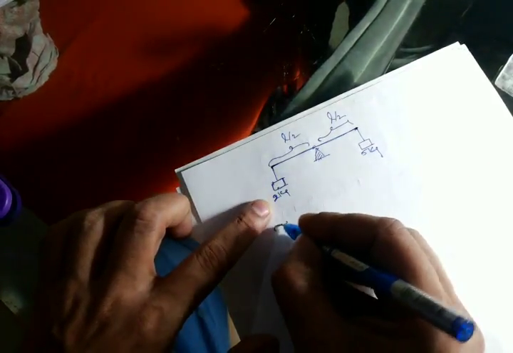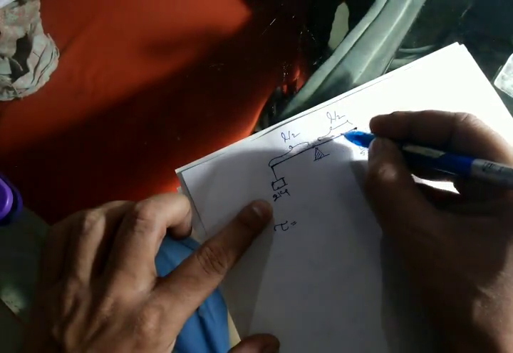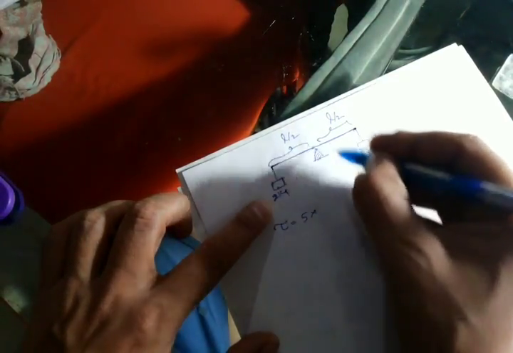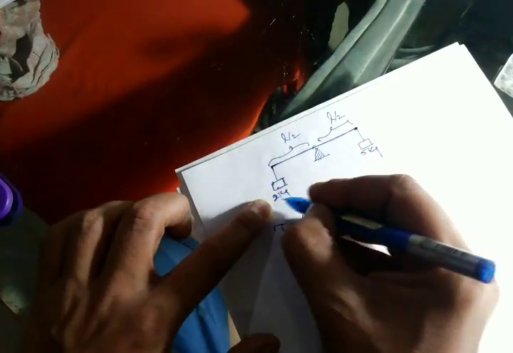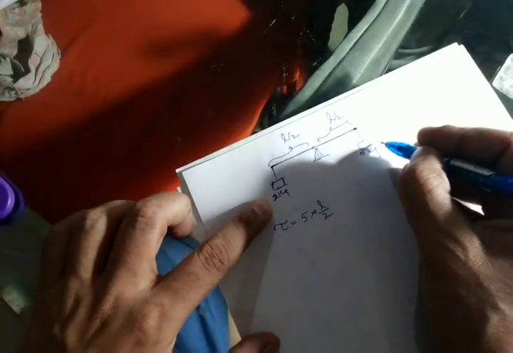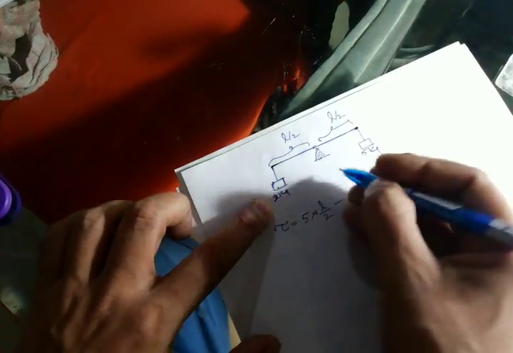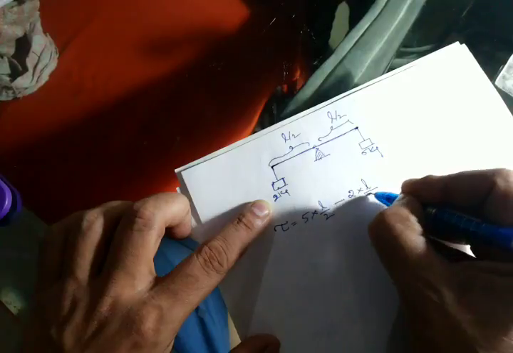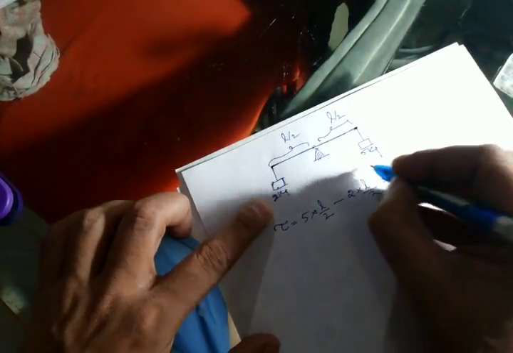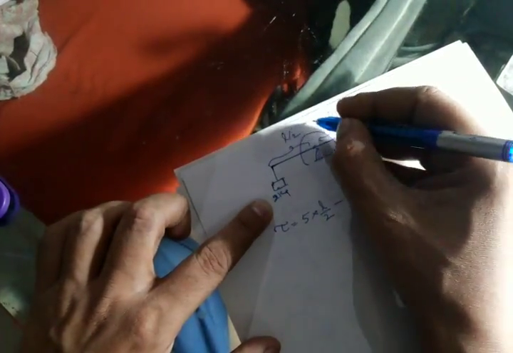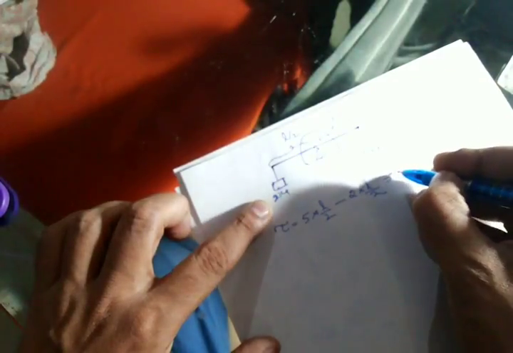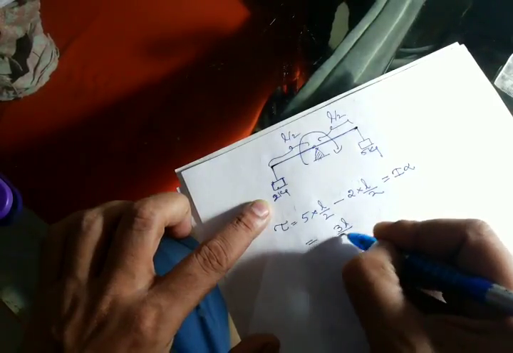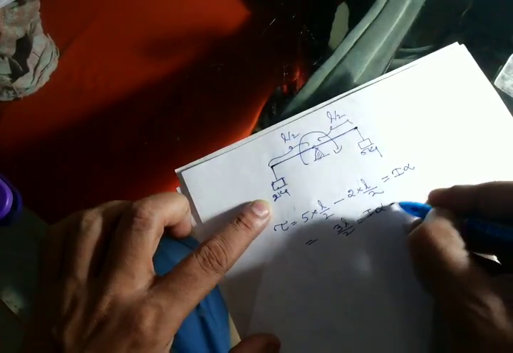So my torque will be, for the 5 kg, 5 into L by 2, minus 2 into L by 2, and this rod will rotate in this direction. Torque equals I alpha. So 3L by 2 is equal to I alpha.